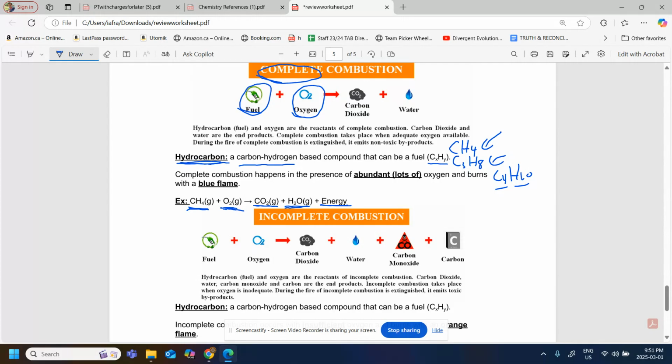And the complete combustion happens when you have lots of oxygen. There's no way to tell that in the equation here, so I would have to tell you there's abundant oxygen, which means lots, and you'll know you have to put CO2, H2O, and energy. And you know a complete combustion is happening in the lab when you see a blue flame, because it's a complete burn.